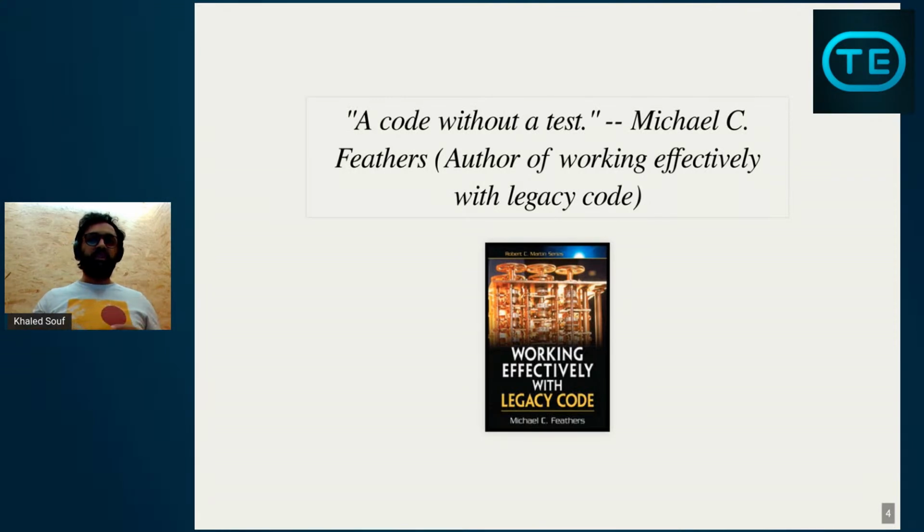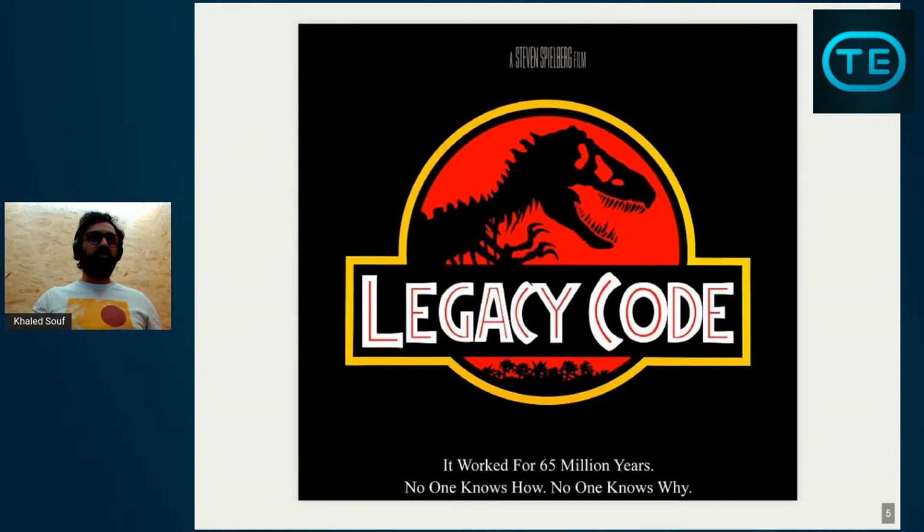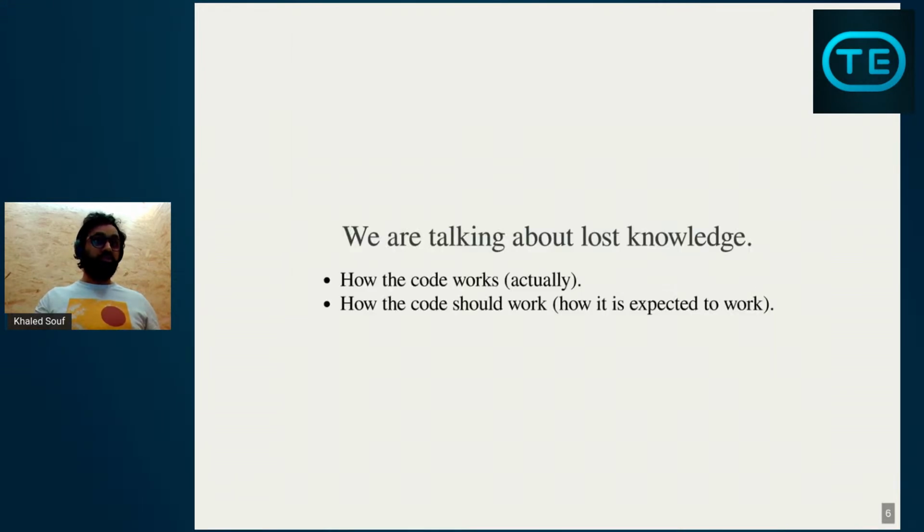what are we losing here? Well, nobody knows how it works. Nobody knows why it works. So we are losing what we call knowledge. We don't know how the code is actually working and how it should work. How the code works is the actual behavior, and how the code should work is the expected behavior, or the expectation of how the code should work.